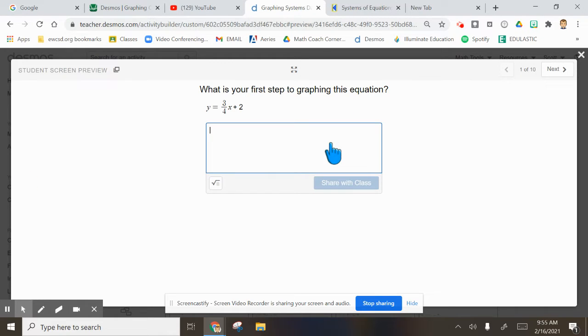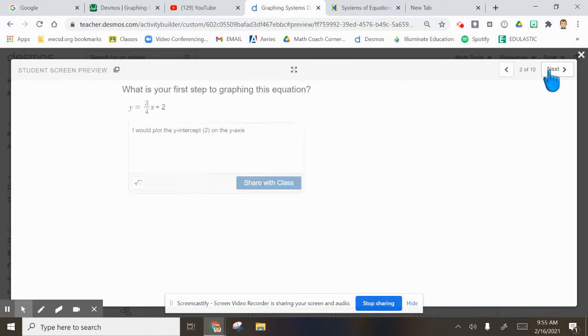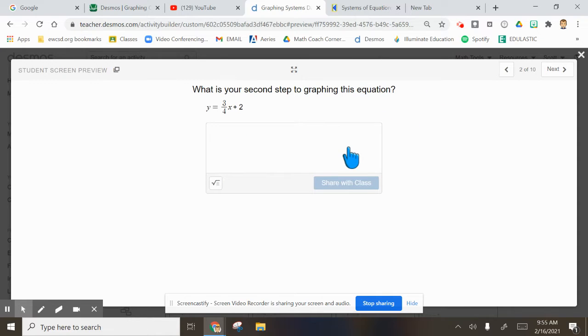What is the first step to graphing this equation? Remember, this is your y-intercept, and this is your slope, okay? So I would say I would plot the y-intercept, and I'll put 2 in parentheses, on the y-axis. That's a perfect answer. Okay. Next slide. What is your second step?